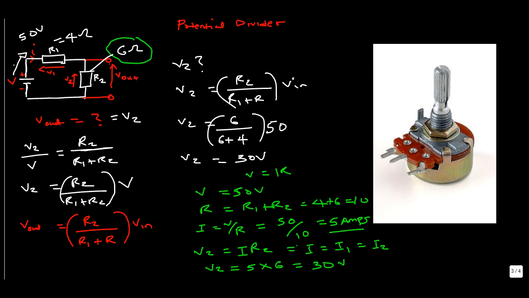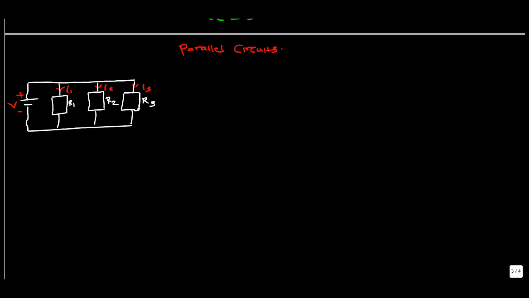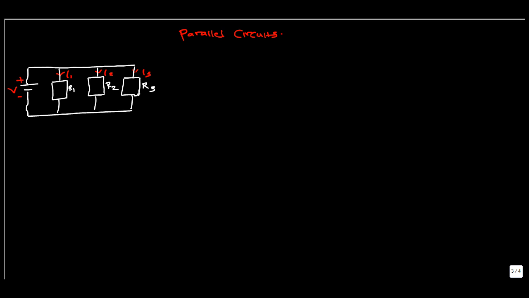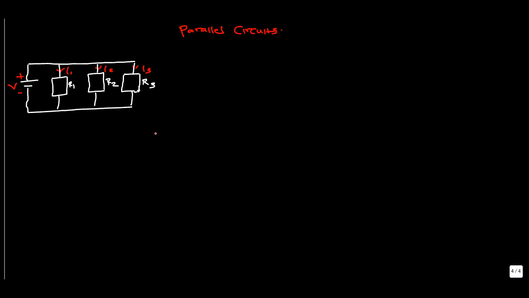Now, on the next page, we're going to talk about parallel circuits, and here we are. In a parallel circuit, which is the configuration that we have here, there are two things that we must understand. The first one is that the sum of the currents I1, I2, and I3 is equal to the total current. So essentially, your total current is equal to I1 plus I2 plus I3.